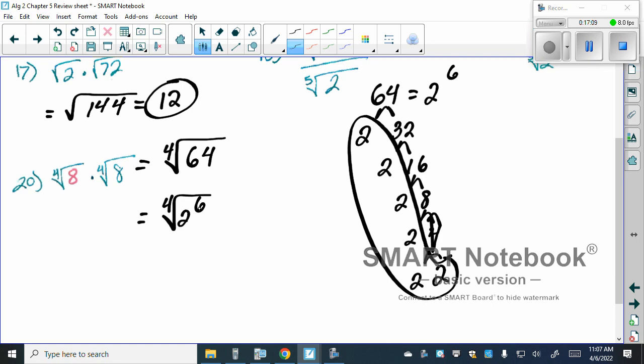Now there's different ways we can go about simplifying from here. One of them is we can bring out groups of 6, or we can rewrite this as a fractional exponent. If I rewrote this as a fractional exponent, the root goes on bottom, and the power goes on top. So we'll get something like this here, 2 to the 6/4.